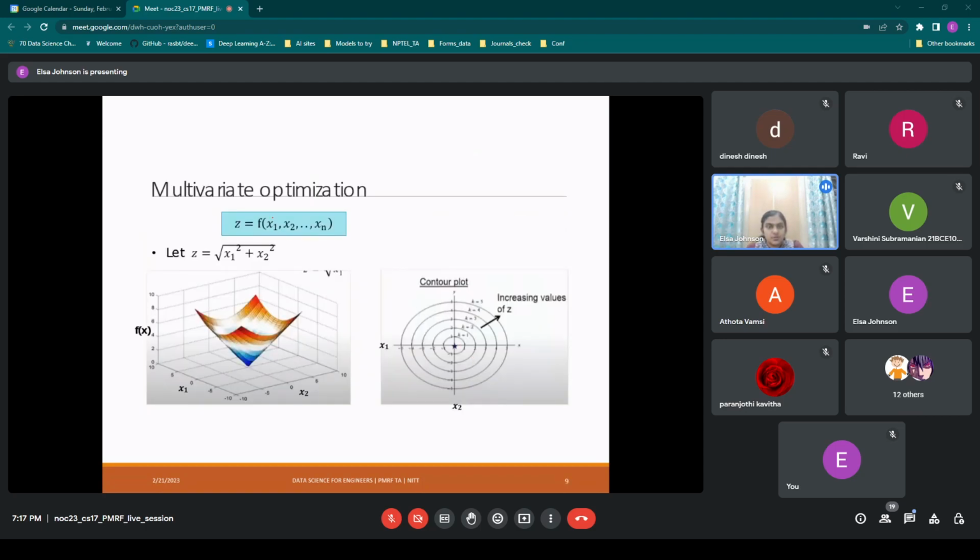Now, multivariate optimization. In multivariate, there will be many variables, and this you have seen in your lectures also. We'll be putting a contour plot, with root of x1 square plus x2 square. This is the function which you can see in such a case. This is a convex figure, and this is a contour plot for increasing values of z. This you have seen in the slides earlier.